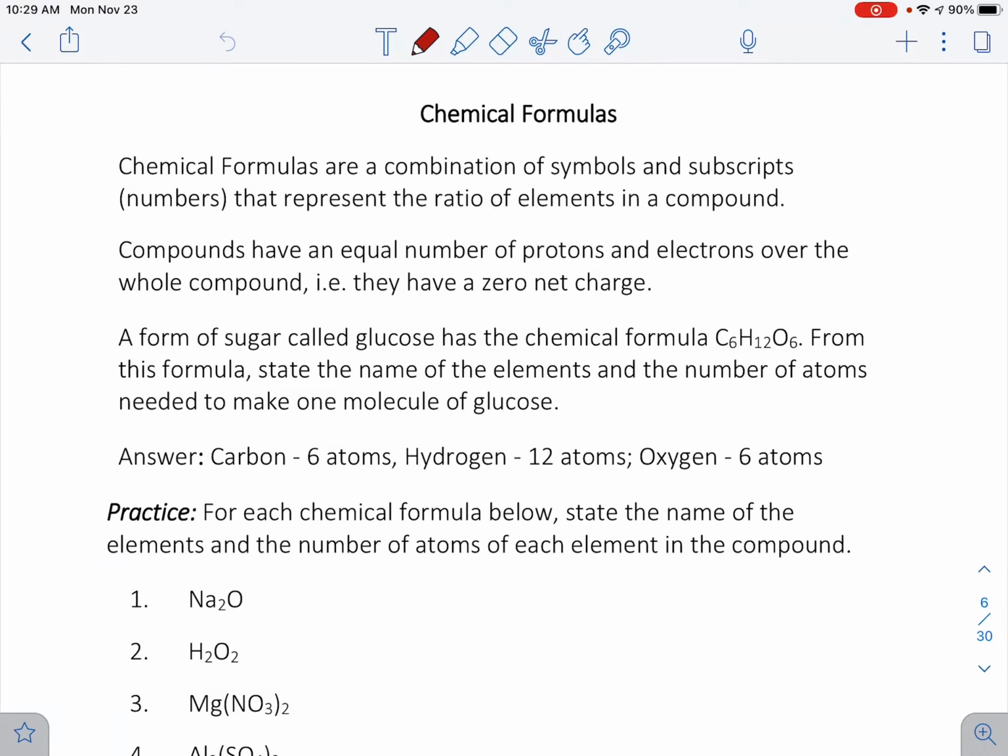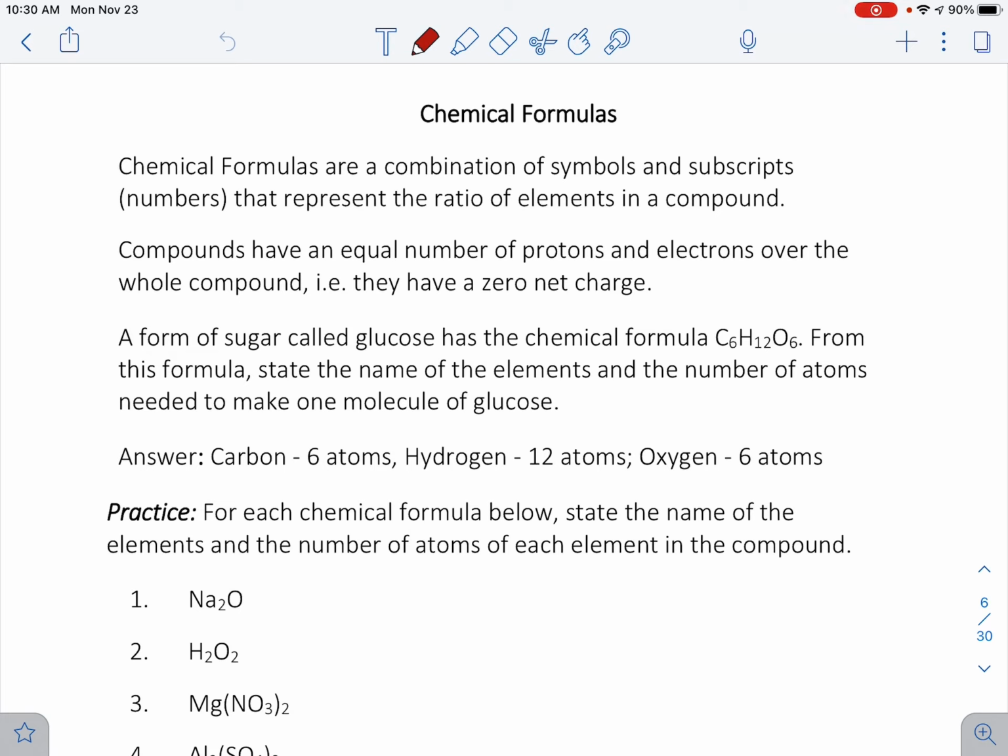Hi everybody, today we're going to be talking about chemical formulas. So this is probably the most important thing to learn in this entire booklet because this is something you're going to be using all the way through chemistry. Any chemistry course you take, it's going to be a lot of counting.